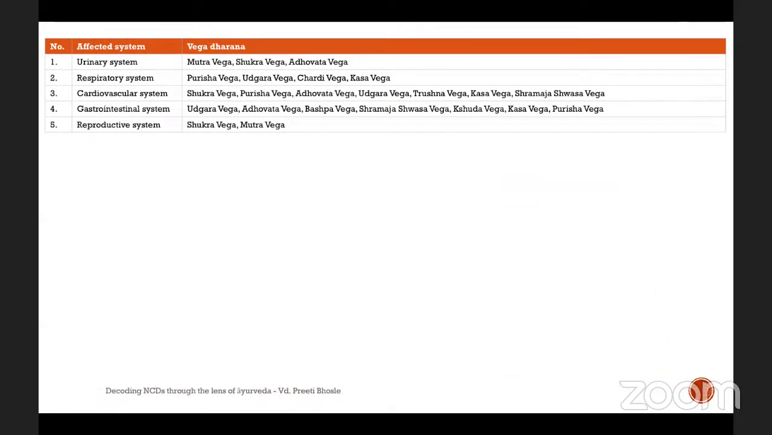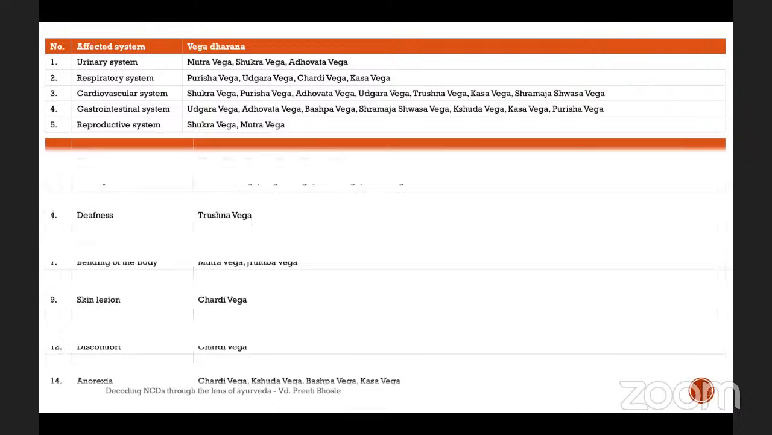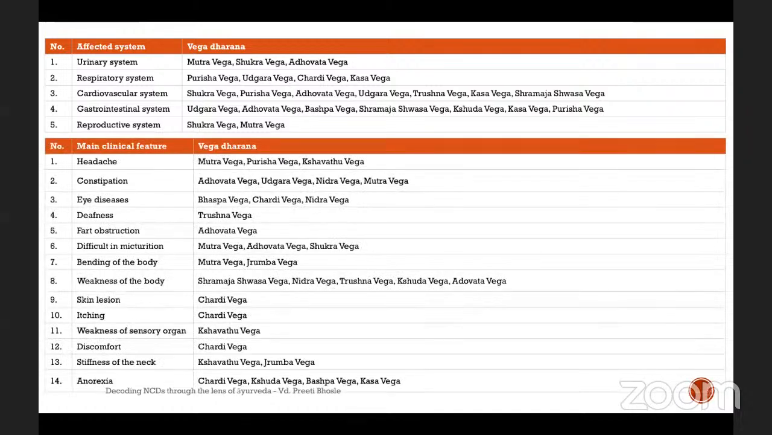Then here is the concept of Vegdharan, and how it affects our systems. Considering the entire system biology approach, here I have tried to enlist 5 systems and the Vegas which affect these systems pathologically. And these are some clinical features, or we can say some signs and symptoms, or even some syndromes if they get combined. And then there are the Vegas jinke dharan se we can see these kinds of symptoms in our patients.